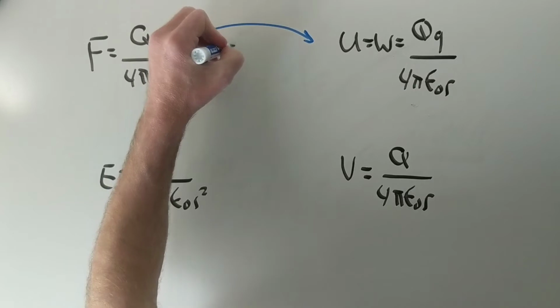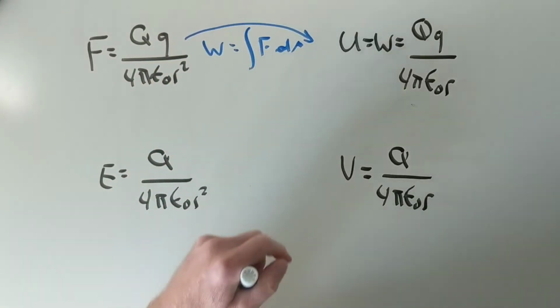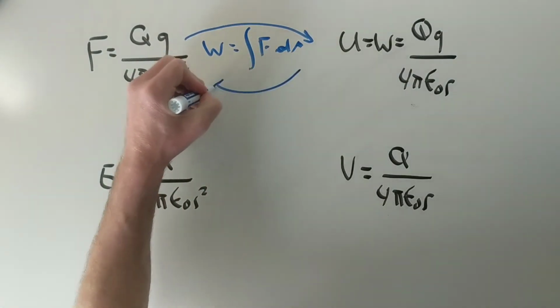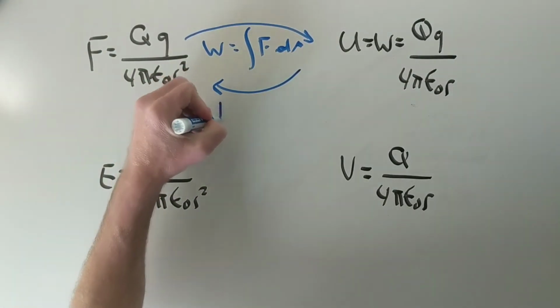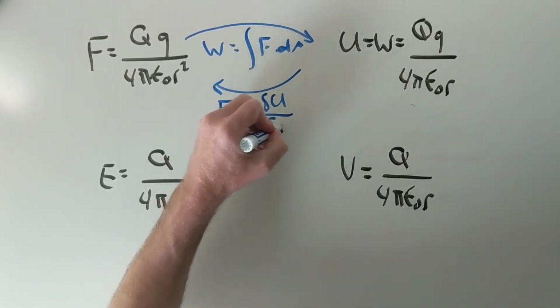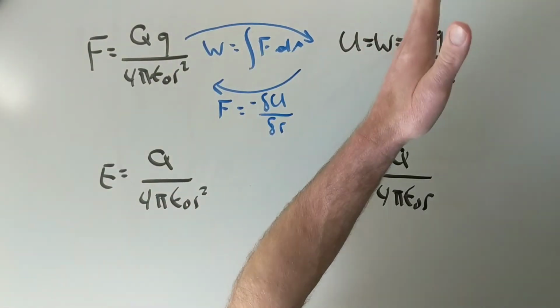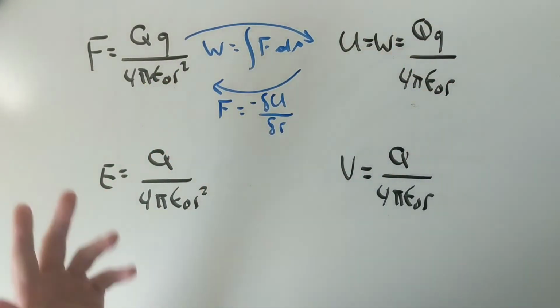So work is the integral of F dot dx. In this case, we'll say dr. If you want to come backwards, you find the restoring force. The restoring force is the negative partial derivative with respect to r. So that is how you go back and forth. You integrate force, you get work. You take the derivative of energy, you get force.